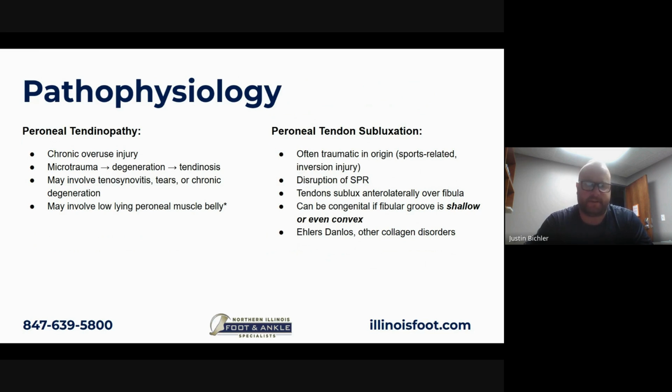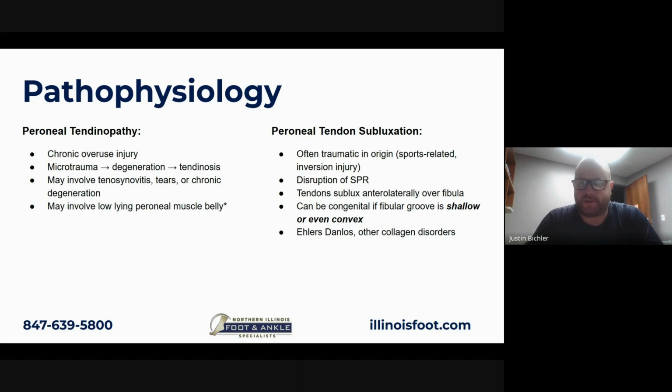It may involve tenosynovitis, like I said, fluid within the tendon sheath more than a physiological amount. A lot of times acute injuries can cause tearing. The peroneus brevis is notorious for tearing as it courses posterior and inferior to the lateral malleolus. And I'd probably lump low-lying muscle bellies into peroneal tendinopathy. And then we're talking about things like peroneal tendon subluxation.